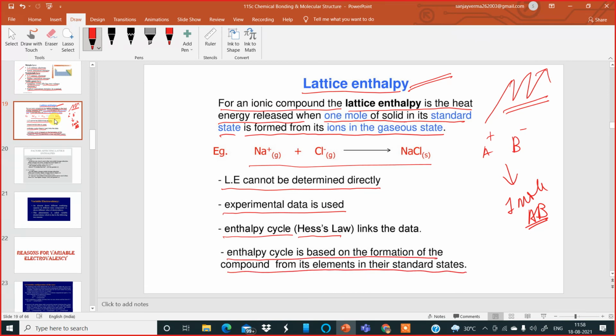So, I think the concept of lattice enthalpy is clear to all of you. I'll explain once more. For an ionic compound, the lattice energy is the heat which is liberated when 1 mole of this solid in its standard form is formed from where? From its ions in their gaseous state. So that energy which is given out to form 1 mole of the solid substance in its standard state is called lattice enthalpy or lattice energy.